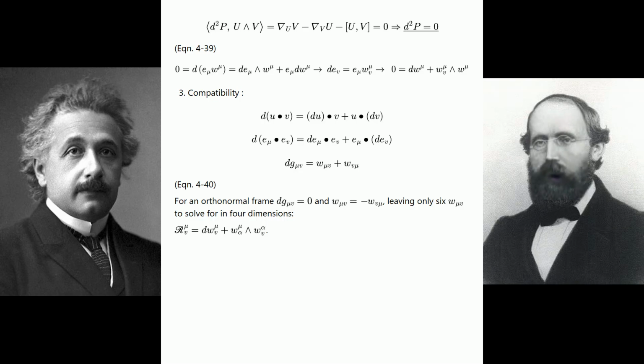For an orthonormal frame dg sub mu v equals 0 and w sub mu v equals negative w sub v mu, leaving only 6 w sub mu v to solve for in 4 dimensions. Script R sub v to the mu equals dw sub v to the mu plus w sub alpha to the mu wedge w sub v to the alpha.